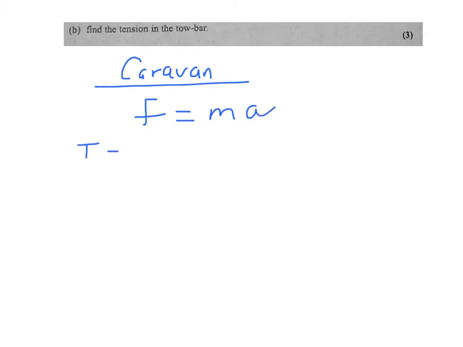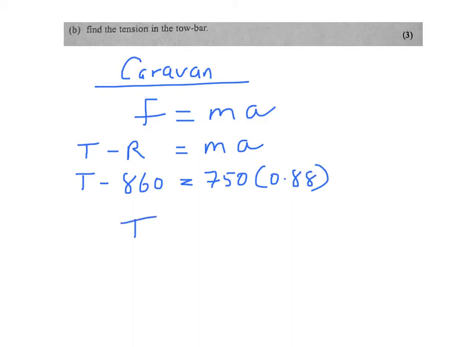Now I apply F equals ma to the caravan. Tension minus R will equal the mass times the acceleration. Tension minus 860 will equal 750 times 0.88. So the tension will equal 750 times 0.88, which is 660, plus the 860, giving a combined total of 1520 newtons.